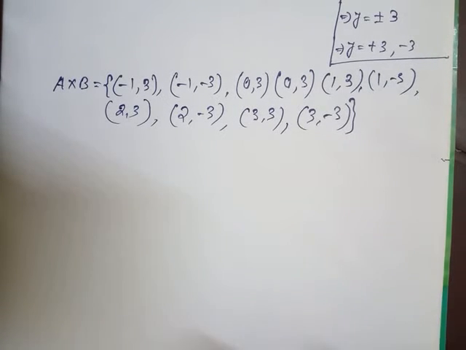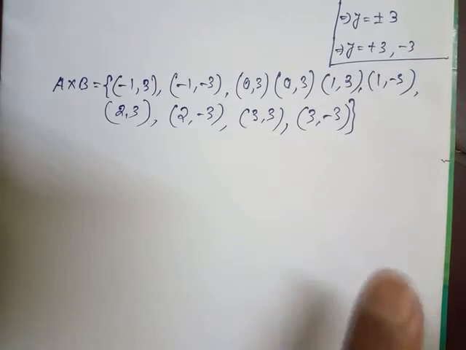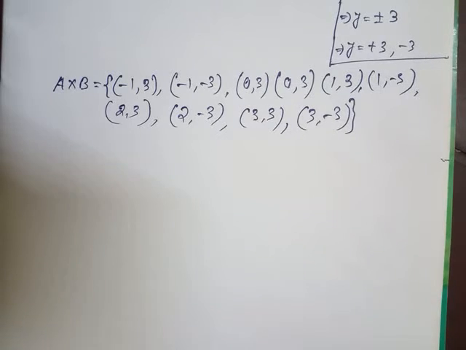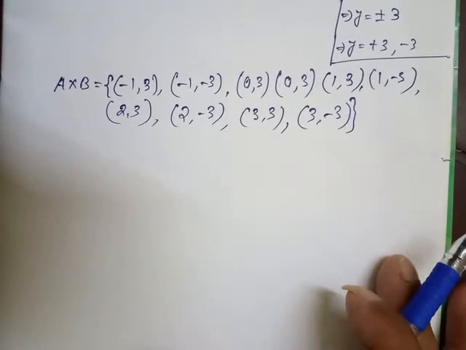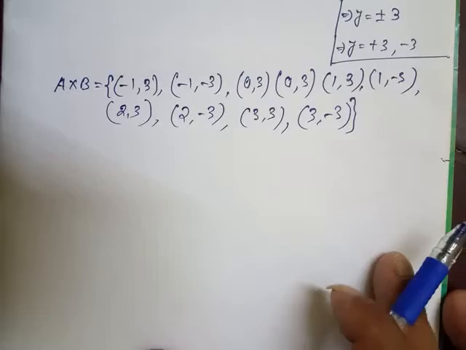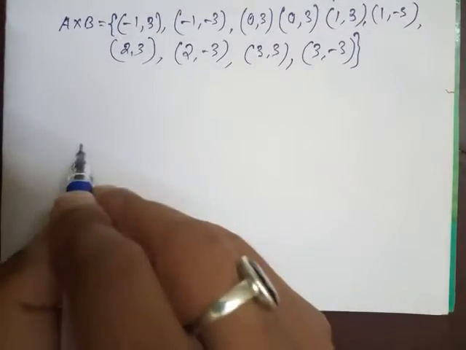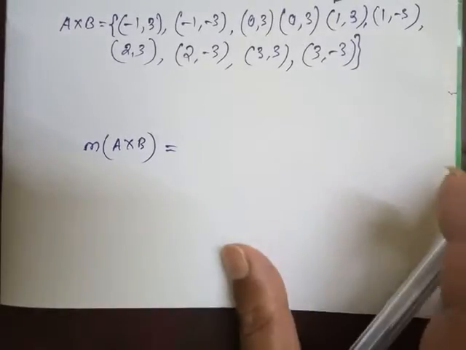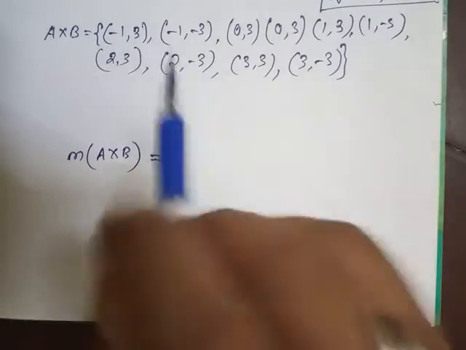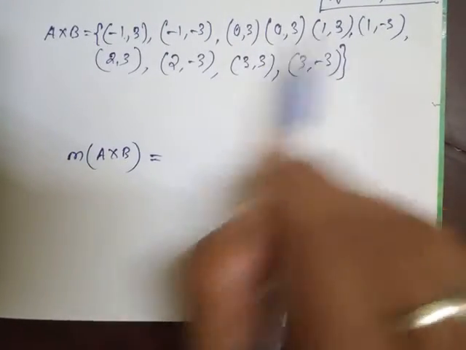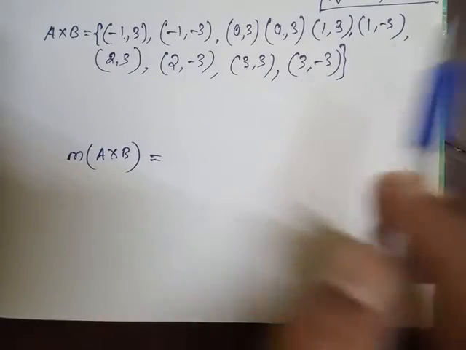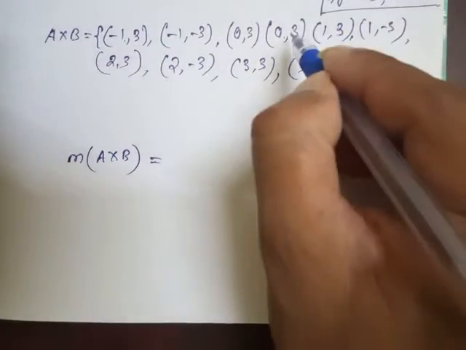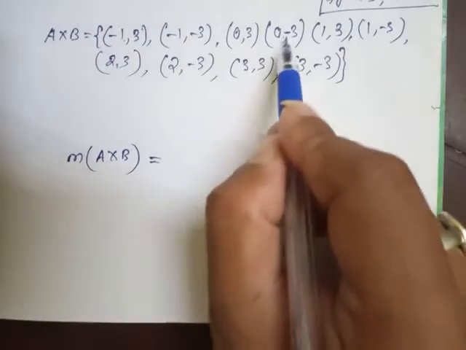Now these values we have to plot into the graph. Okay, one more thing, students, before that, in this question it is also mentioned that we have to find n of A product B. Now n means number of elements: 1, 2, 3, 4, 5, 6, 7, 8, 9, 10. Here, (0, minus 3), mind it, here (0, minus 3).